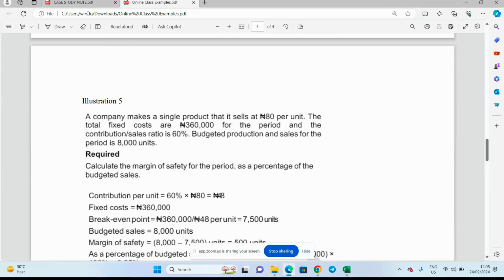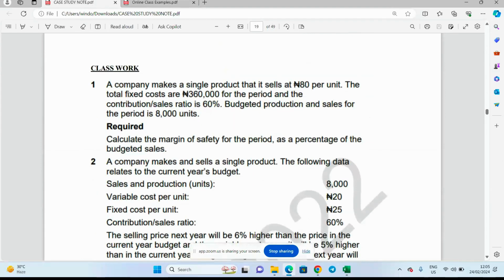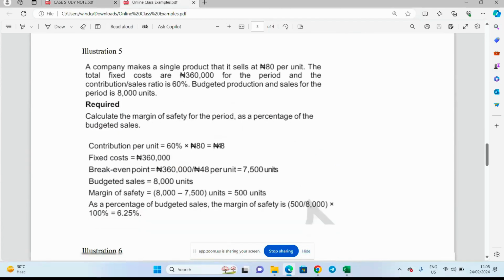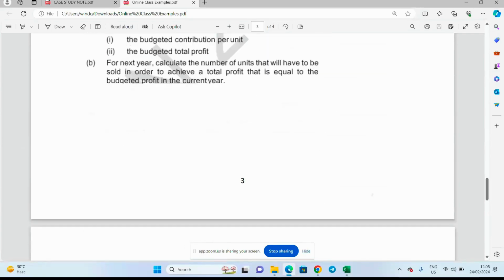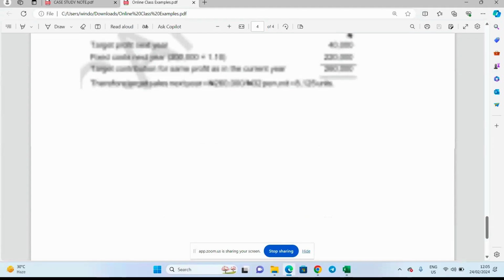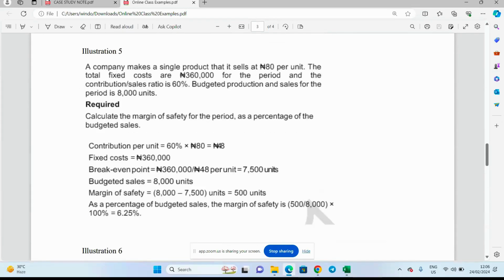Okay. Illustration 5. Can you read illustration 5 and 6? Okay. Illustration 5 and illustration 6. Let's see if we can meet up. Please read illustration 5 for us.